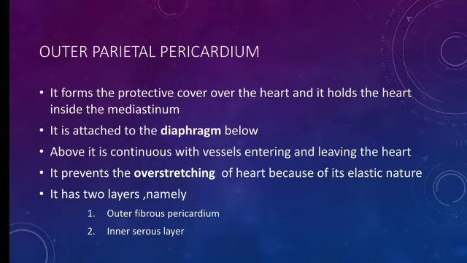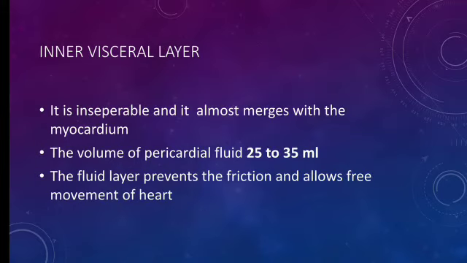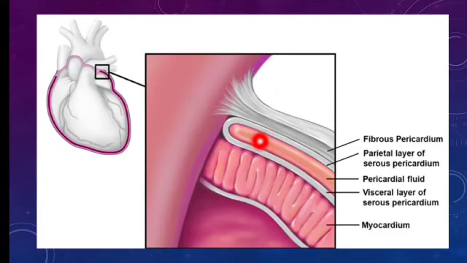The mesothelium, along with the squamous epithelial cells, will produce a small amount of fluid, that is pericardial fluid, and it forms a layer around the heart. The volume of the pericardial fluid is going to be 25 to 35 ml, and this belongs to the parietal pericardium. And the inner visceral pericardium is inseparable and almost merges with the myocardium, and it is also known as the epicardium.